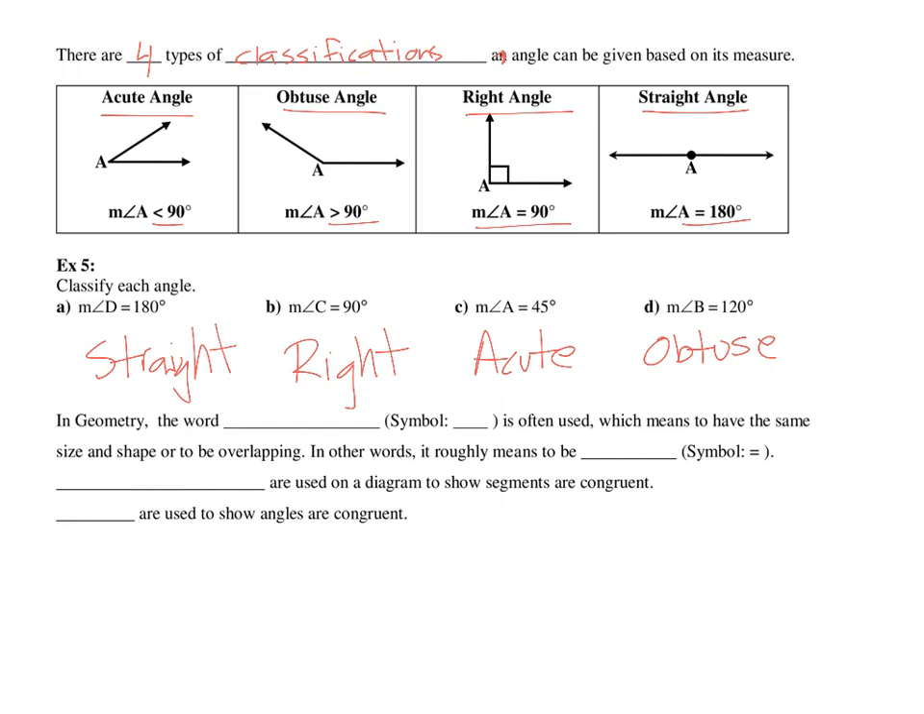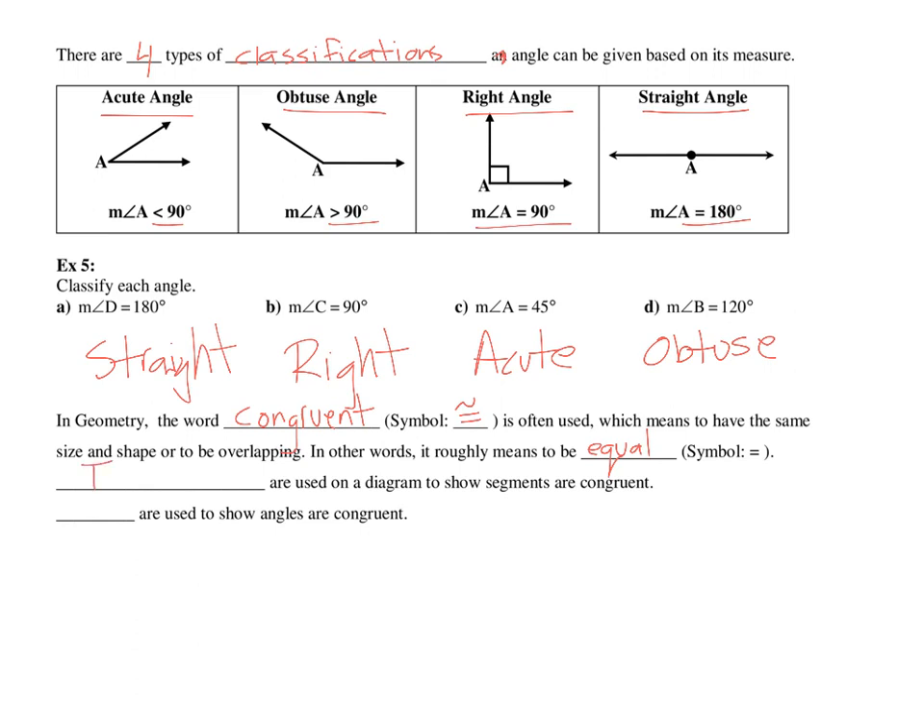All right, now in geometry, the word congruent, that's the symbol for congruence, just the equal sign with the squiggly line above it, is often used, which means to have the same size and shape, or to be overlapping. In other words, it roughly means to be equal. But when we say equal, we're referring to actual numbers. Congruence has to do with shape.